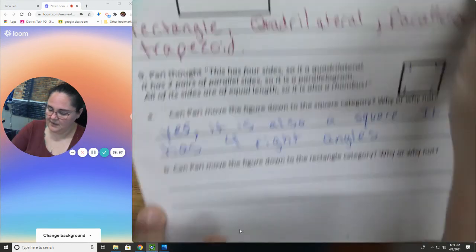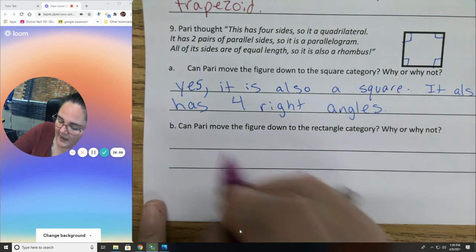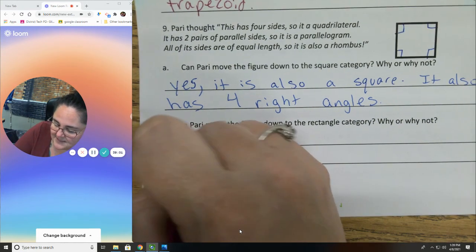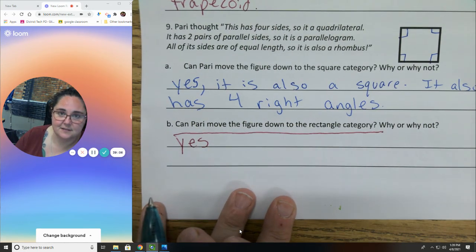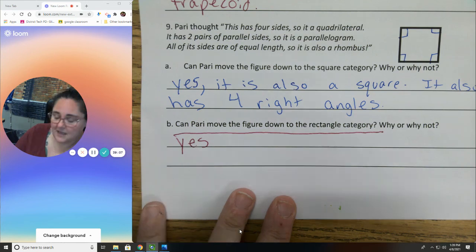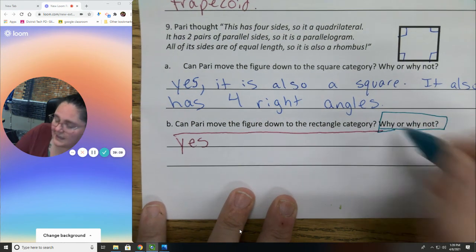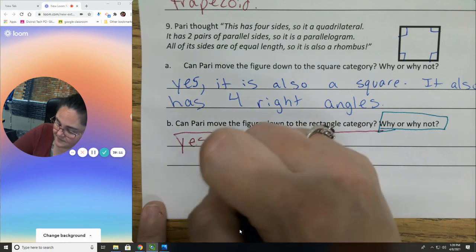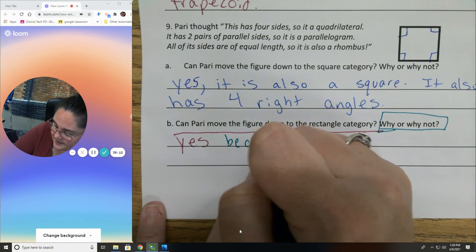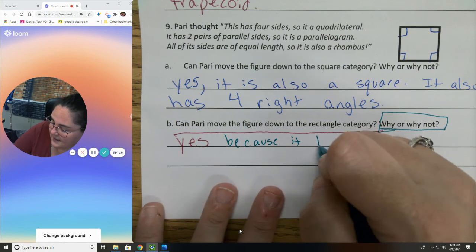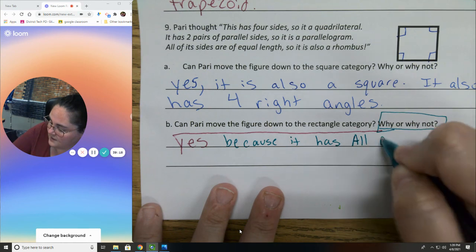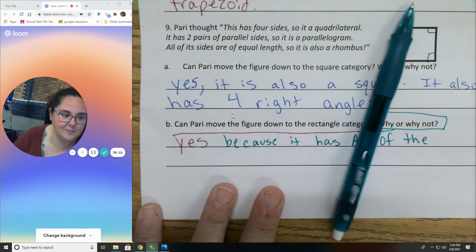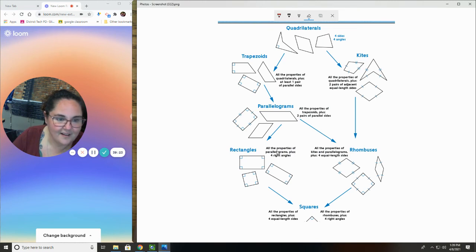Can Perry move the figure down to the rectangle category? Why or why not? Yes. Notice my first question is yes. It says, can he? Now I need to answer why or why not. Yes, because it has all of the, oh wait, hang on, I'm going to show you something. Look right here. All of the properties, parallelograms, plus 4 right angles.